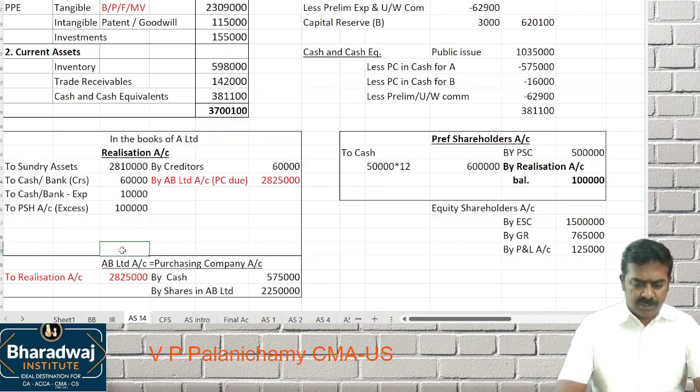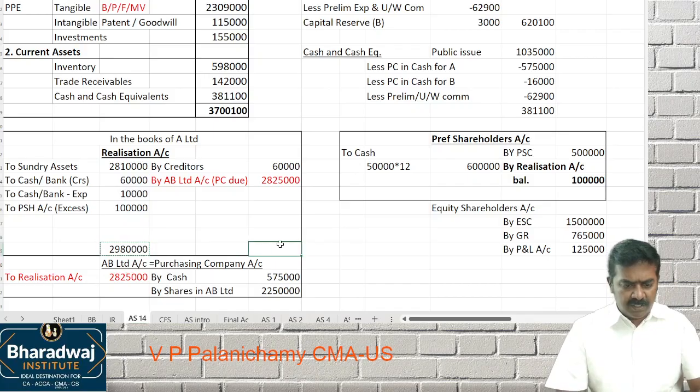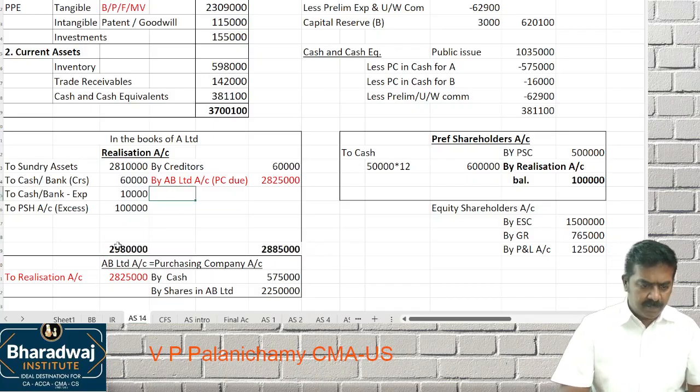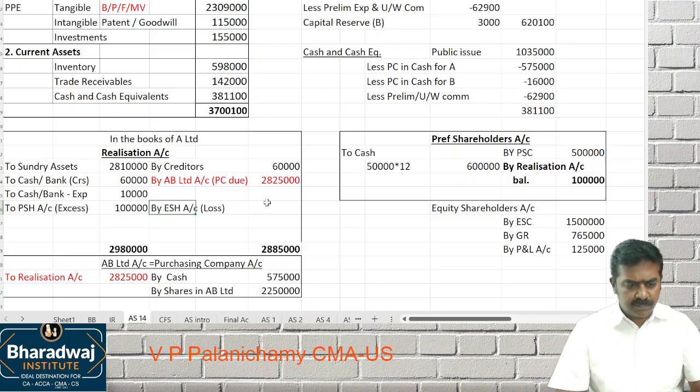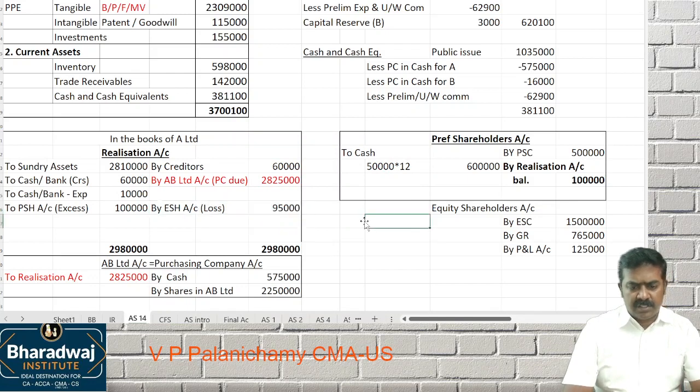Realization account. Tally the realization account. You may get profit or loss because we have settled everyone, even preference shareholders. Close the realization account. I hope there is a loss. There is a loss. That loss will be borne by whom? Equity shareholders. How much loss? 95,000. This loss has to be borne by equity shareholders. To realization loss, 95,000 borne by equity shareholders.